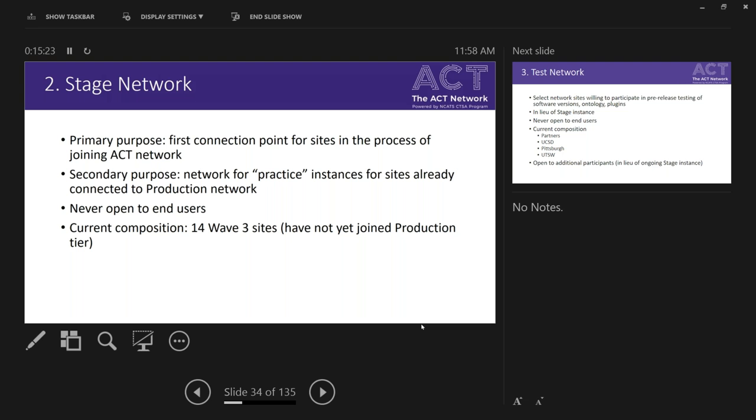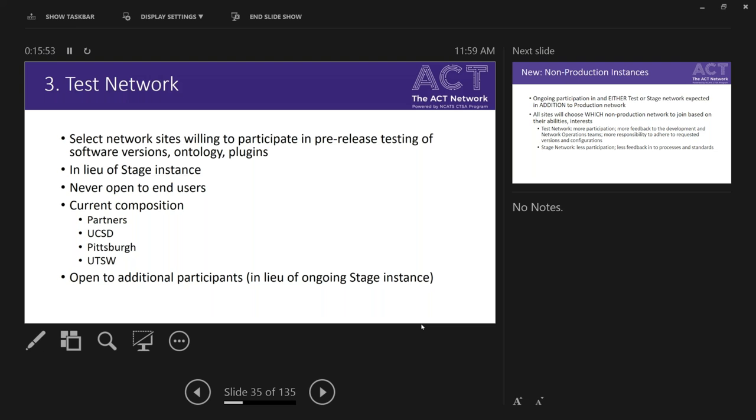The stage network's first and primary purpose is for sites that are joining the network. These downstream nodes, before they're on production, join up to stage and then are promoted to production. A secondary purpose is to serve as a practice instance. If you have a non-production node that you want to hook up to a hub, to a network, this is where you can do it. This is never open to end users, and right now there are the Wave 3 sites. The test network currently has just four sites connected. Again, not open to end users.